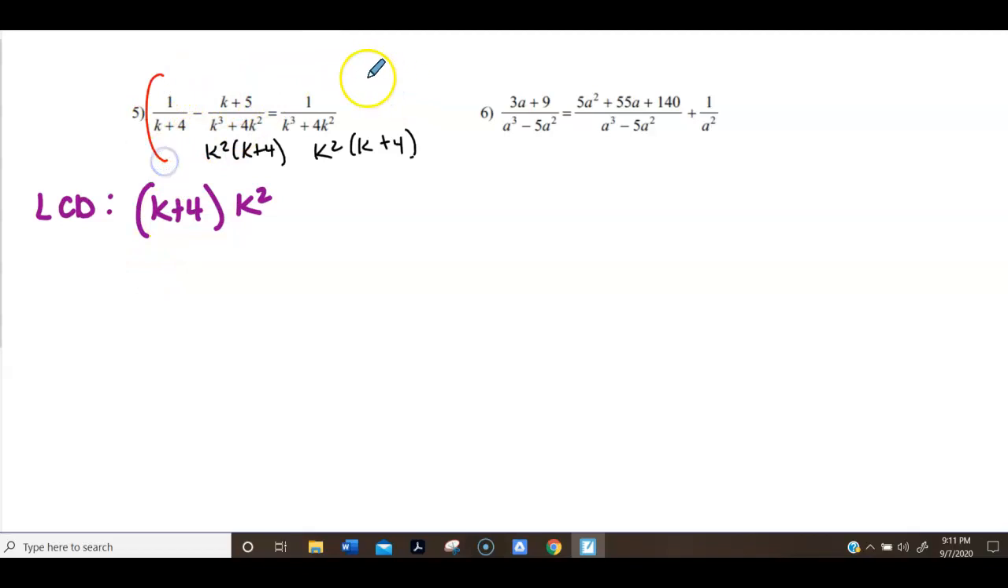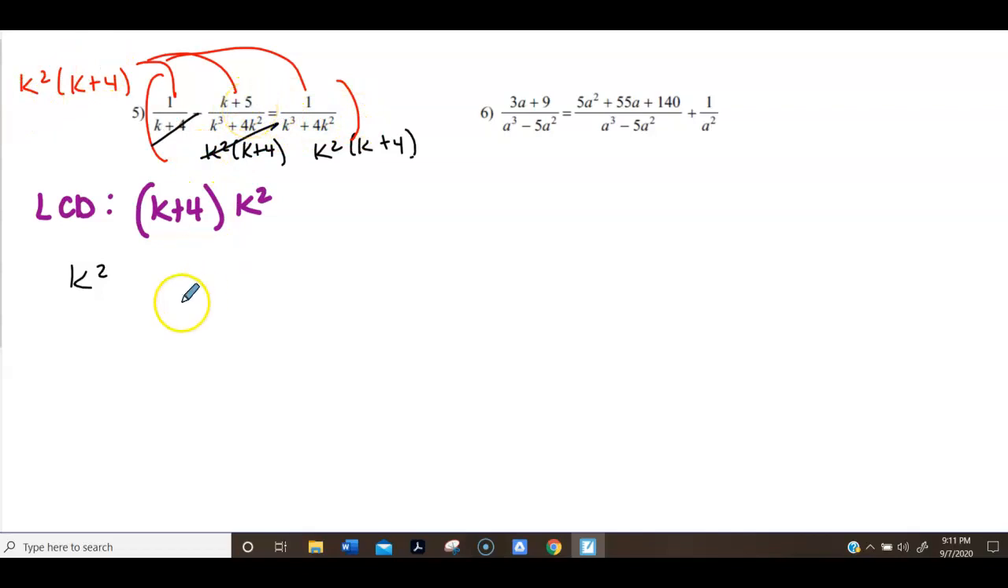I'm going to multiply the whole equation by the LCD of k squared times k plus 4. The order doesn't matter. Multiply every single fraction by the same thing and make sure that all the denominators cancel. K plus 4 cancels with k plus 4, leaving me k squared times 1, which is just k squared. Both of these cancel with both of those, leaving me with the k plus 5.